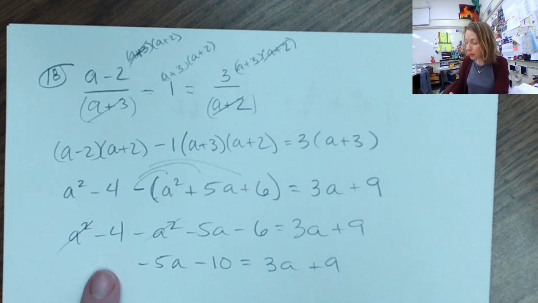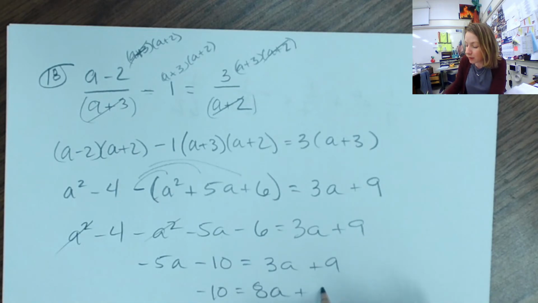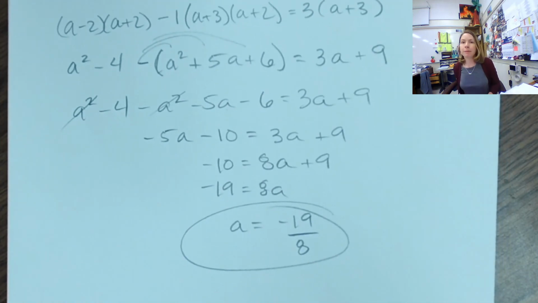I think so. So I'm going to add 5a to both sides. Negative 10 equals 8a plus 9. I can subtract 9 from both sides. So negative 19 equals 8a. So a is negative 19 over 8. Let me double check. I believe that's right. That sounds right. Yeah, that's right. Oh, and you can't even see it. Sorry, wasn't paying attention. Okay.